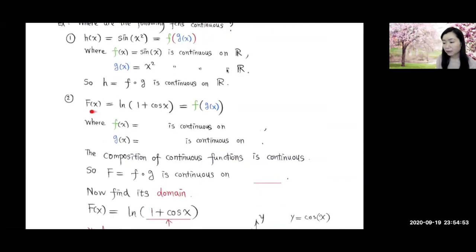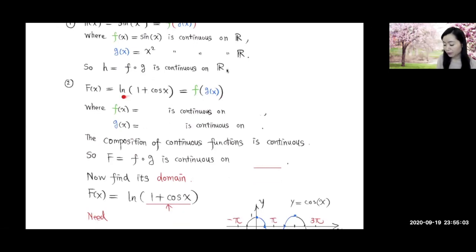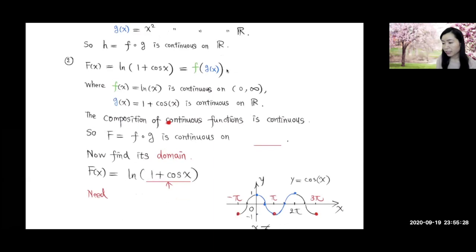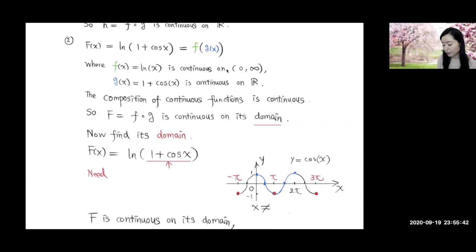Second example, let's rewrite this using the outer function f and the inner function g. The outer function will be the Ln function, so Ln of x is the outer. The inner function here is 1 plus cosine x. The outer function is continuous on 0 to infinity. The inner function is continuous on all real numbers. The composition of continuous functions is again continuous. So this big F function is continuous on its domain. Now we just need to find its domain.